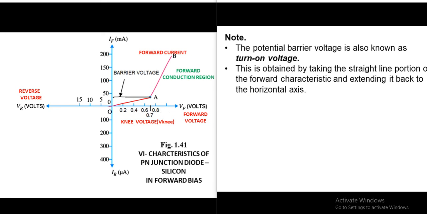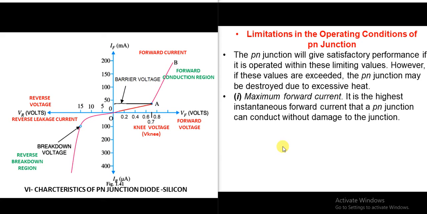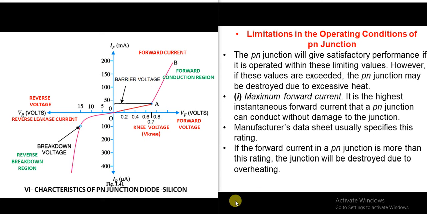Next point to be discussed is maximum forward current. It is the highest instantaneous forward current that a PN junction can conduct without damaging the junction. It is also specified by the manufacturer's data sheet. If the forward current in the PN junction is more than the rating, the junction will be destroyed because of overheating, although it is in forward bias.